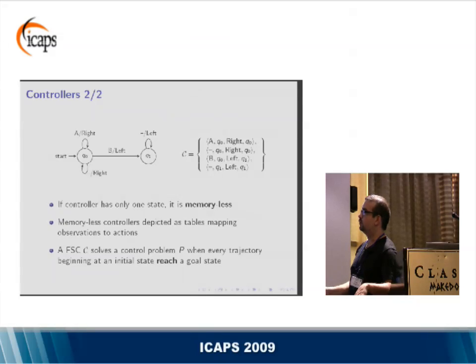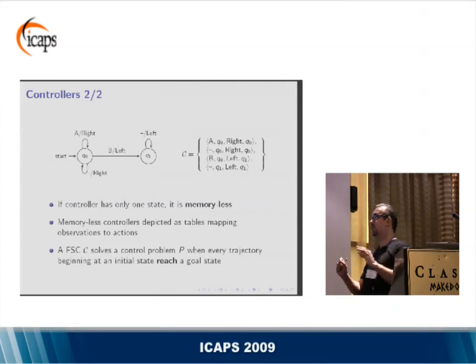So this is the notion of solvability. A controller solves a problem P when every trajectory that begins in an initial state reaches a goal state of the problem. So if that happens, then the controller is a good controller. It solves the problem.